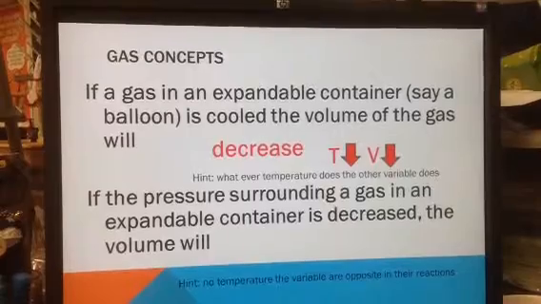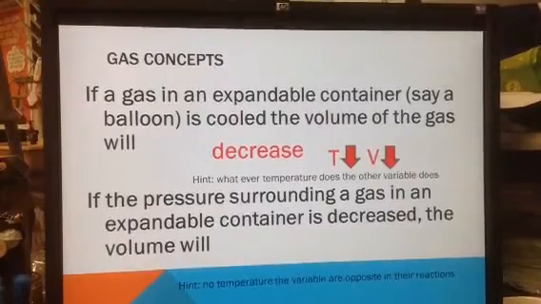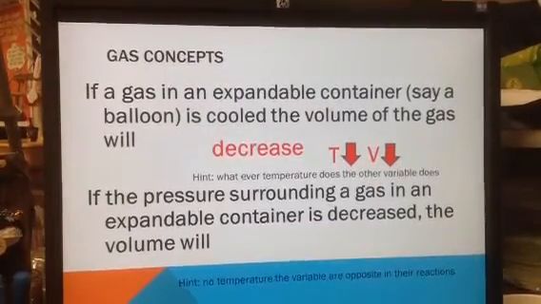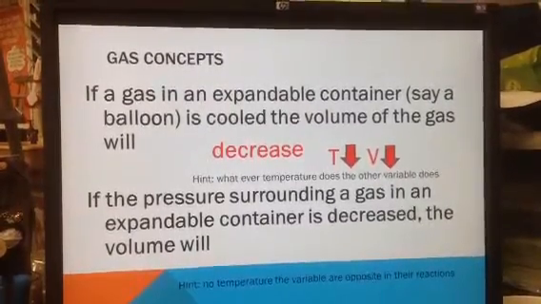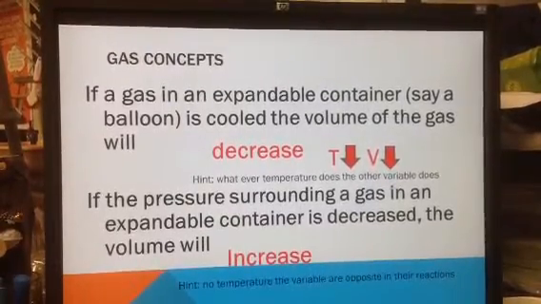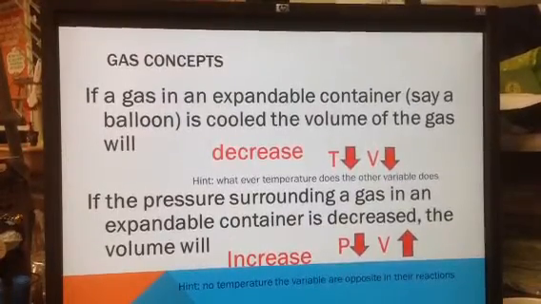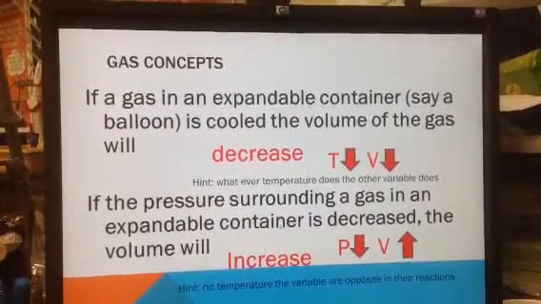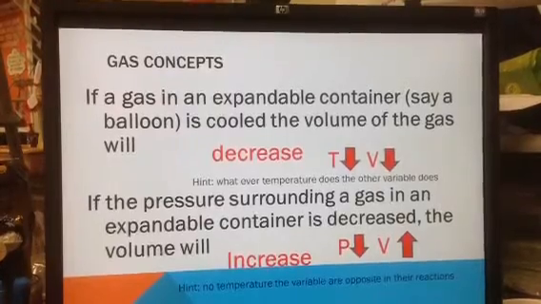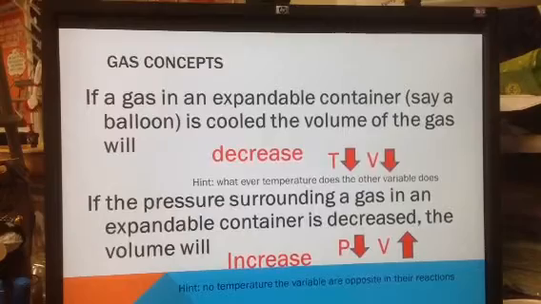If the pressure surrounding a gas in an expandable container is decreased, what will the volume do? You'll notice that there's no temperature involved. When there's no temperature involved, the variable does the opposite thing. So it will increase because this is pressure down. Pressure in an expandable container decreased. What will the volume do? The opposite, which is increase.